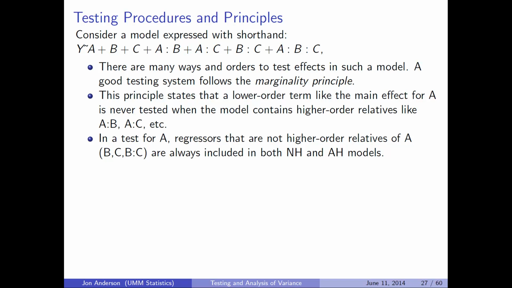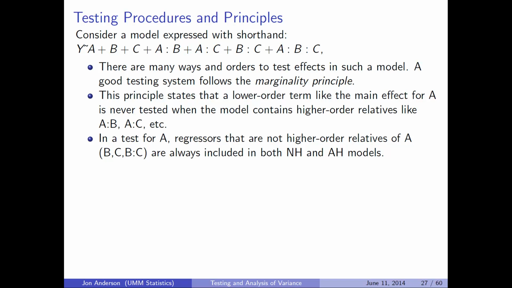When you have such a complicated model, there might be all sorts of ways and orders that you might test effects, but we're going to talk about a procedure in a system called the marginality principle. And this principle states that if you're going to study a lower order term, like the main effect for A, you never test that when a model will have higher order relatives, like an A by B interaction or an A squared term. If it has a higher order effect for A, you never will test or analyze the main effect.